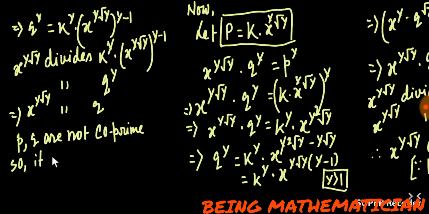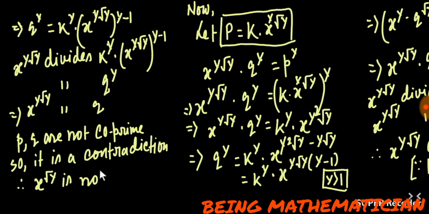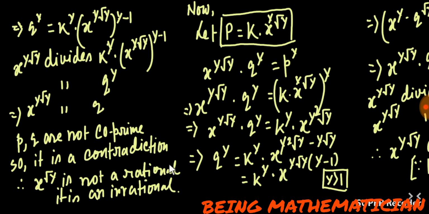So it is a contradiction. Therefore, it is proved that x to the power root y is not a rational number. It is an irrational number. In this way, we can prove root x whole to the power root y is an irrational number.